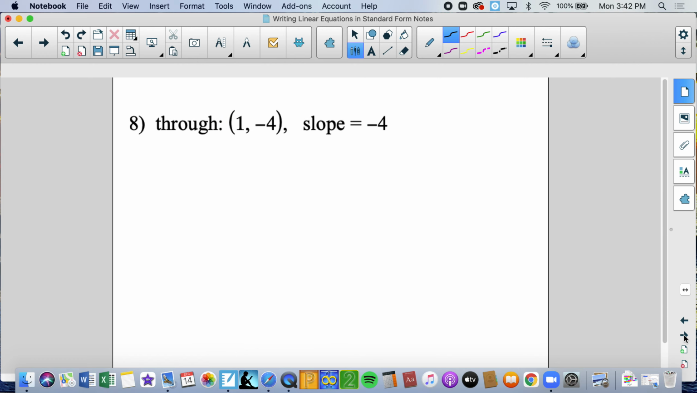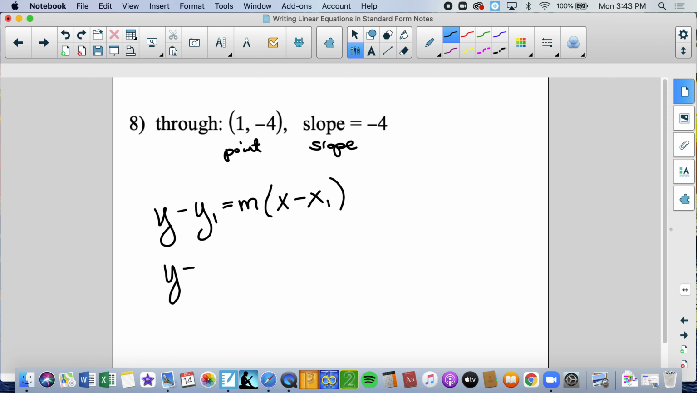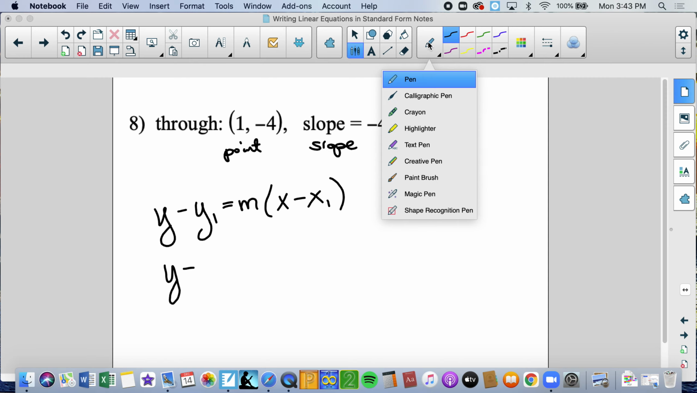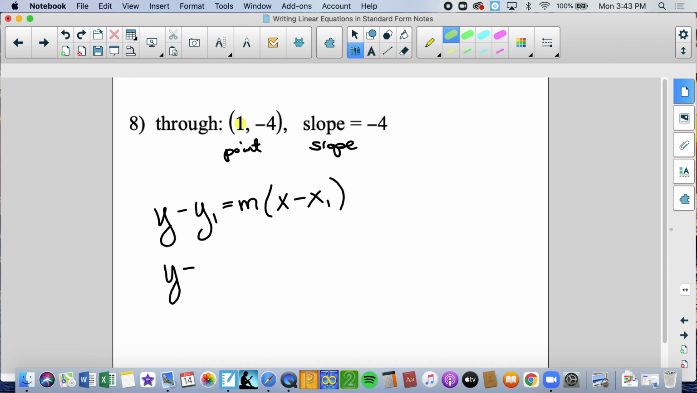Let's try another one. Let's see this. So I'm given a point and I'm given the slope. So I'm going to use point-slope form. y minus y sub 1 equals m times the quantity x minus x sub 1. So I'm going to write y minus, what's my y sub 1 value? Here's my y sub 1 value. Here is my y sub 1 variable. Remember that this is written as x sub 1, y sub 1.